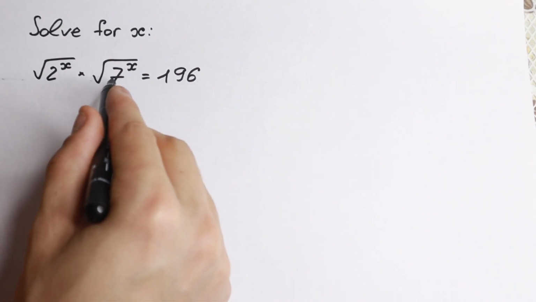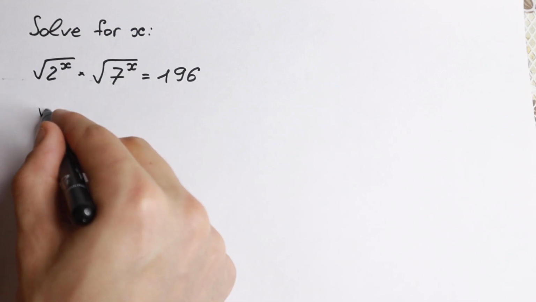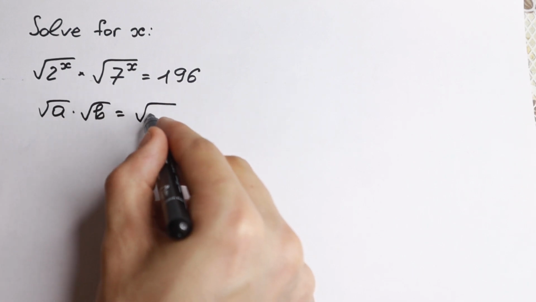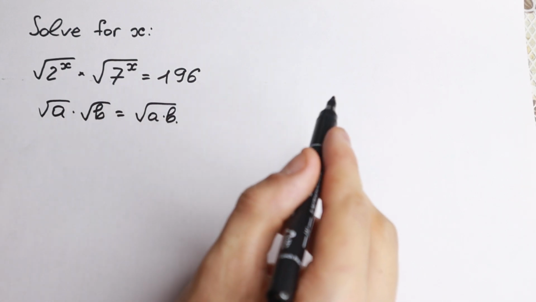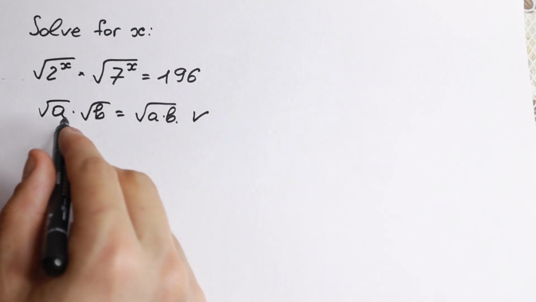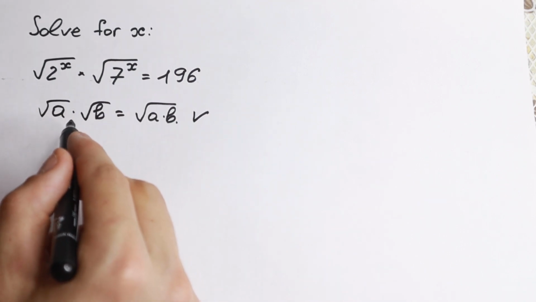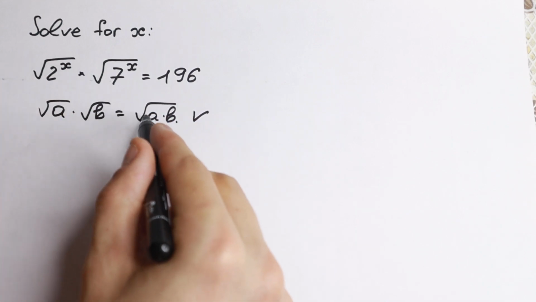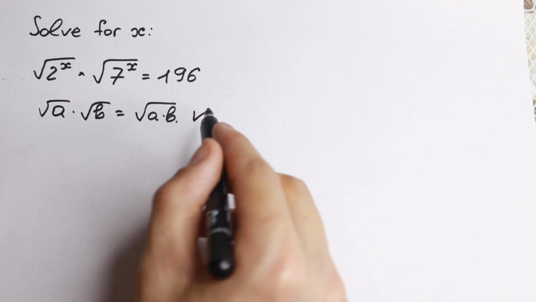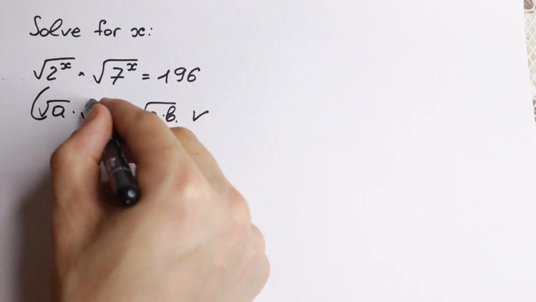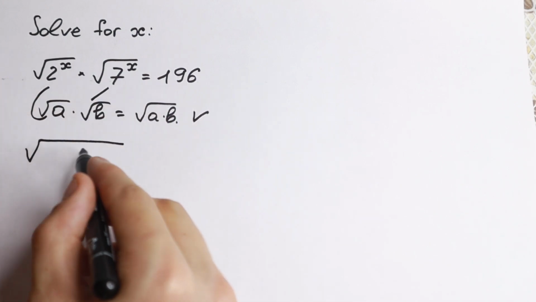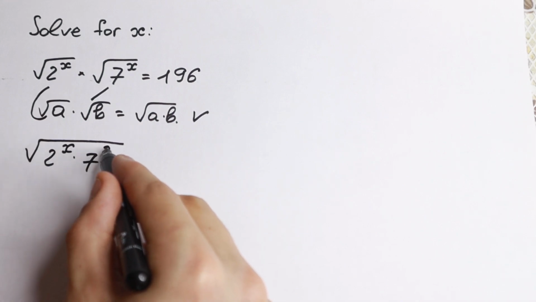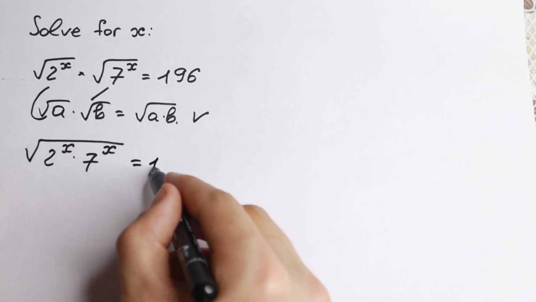Okay, we have this expression on the left, but we want to know that square root of a times square root of b is equal to square root of a times b. So this is the first and really important rule. If we have different bases under square roots, we can easily use this rule right here. So write this multiplication under one square root sign. This is our a, this is our b. So we have square root of 2 to the x times 7 to the x equal to 196.